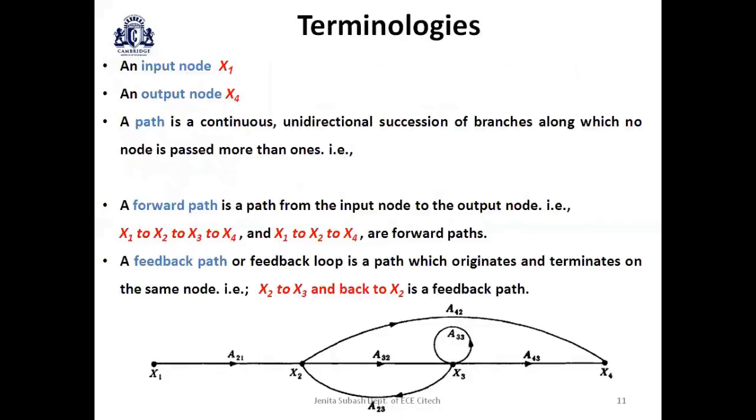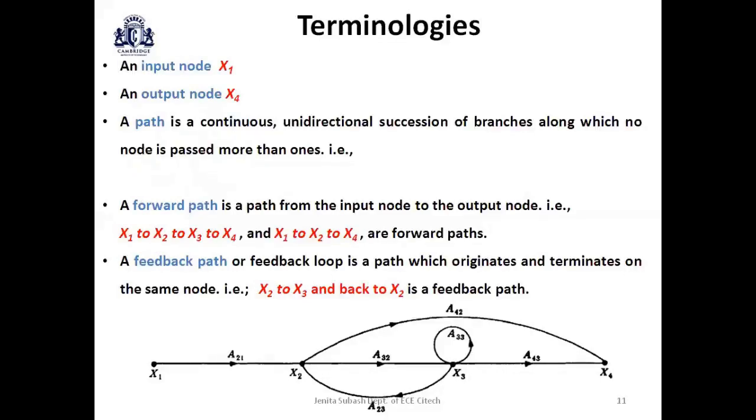In this slide, we are going to analyze a few of the terminologies used in the signal flow graph with a simple example. So we have here 4 nodes x1, x2, x3, x4 with different branch gains. So it is very clear that the input node is x1 and the output node is x4. Let's get introduced to a few of the terminologies.